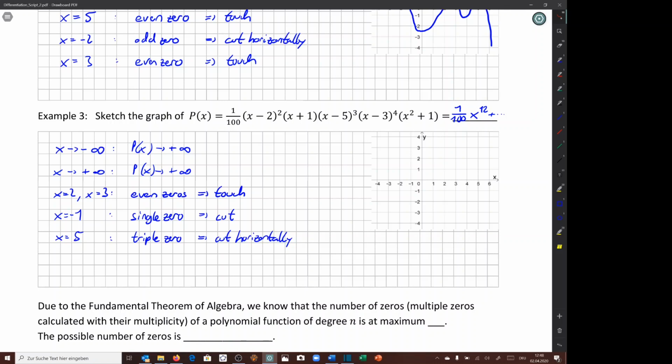So for x being negative, we start somewhere at infinity, so up here, and then the first 0 is at -1. We cut just somehow. Then at 2 and at 3, we touch the x-axis, and at 5, we cut it horizontally. So it has to look something like this here, then going up and cutting horizontally. And we see we go off to +infinity here, which corresponds to what we found here. So everything looks all right.